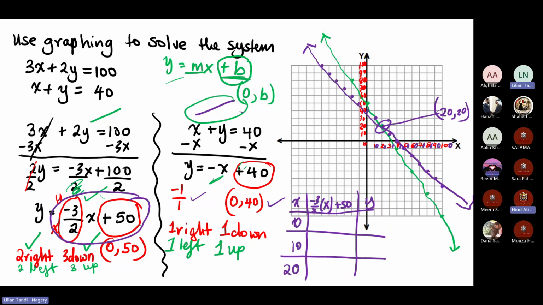You should know all the ways. -3 over 2 (0) plus 50. What does that give you? 50. And that point becomes (0, 50), which is this here, which we did over here. You do the same thing, -3 over 2 times (10) plus 50. What does that give you?